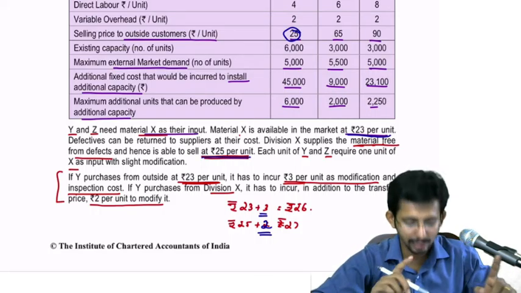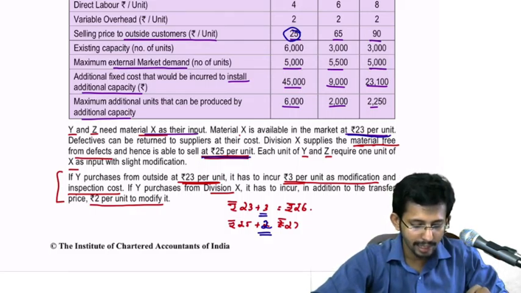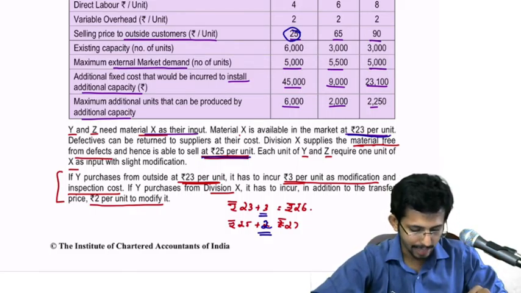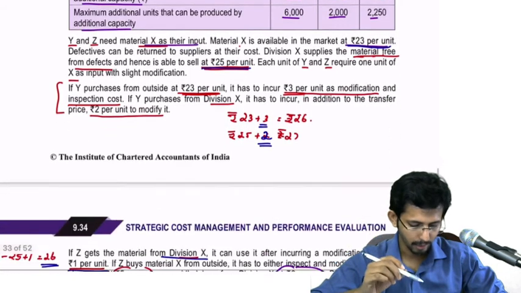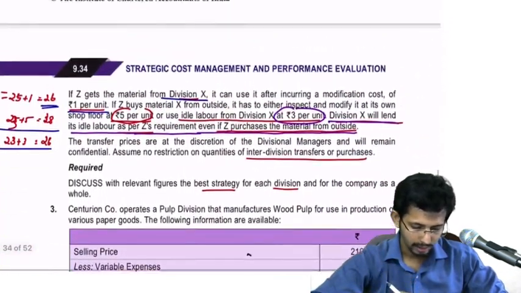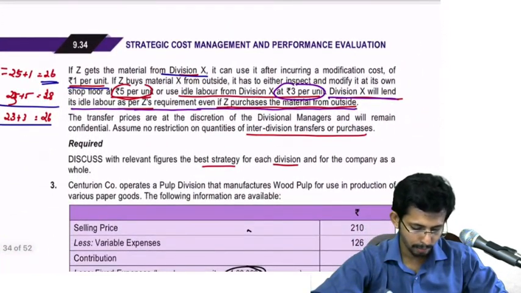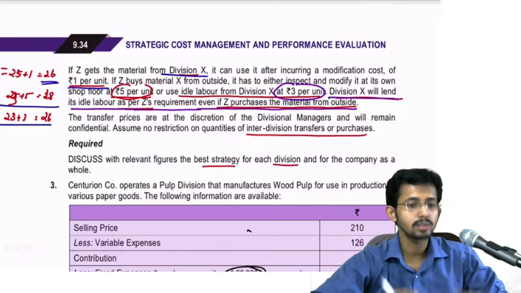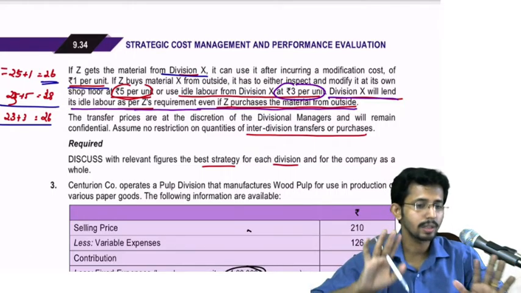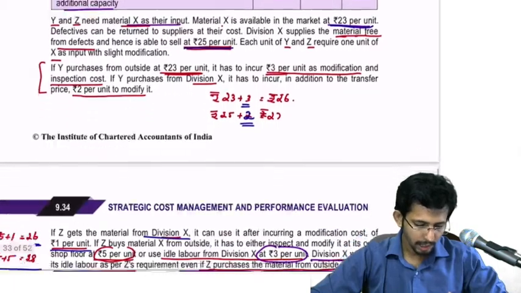They are not talking about internal transfer. Each unit of Y and Z requires 1 unit of X as input with slight modification. Okay, so is there any information with respect to the transfer price to be charged? No, nothing is given.